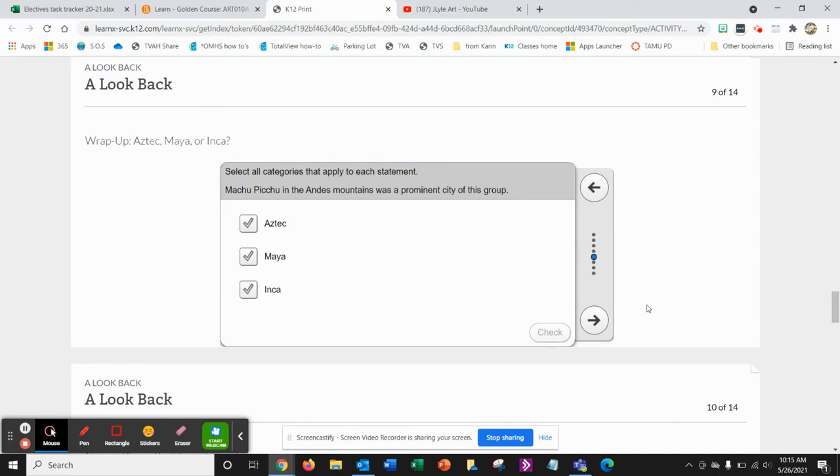Machu Picchu in the Andes Mountains was a prominent city for this group. If we said Inca, that would be correct. They made ponchos of alpaca wool and offered them to their gods. What do we think? It is Inca.